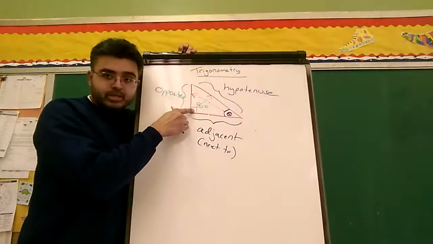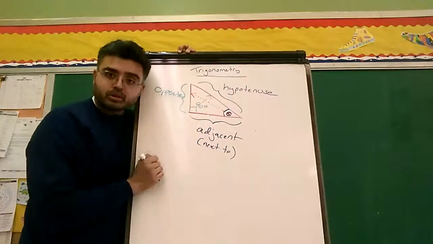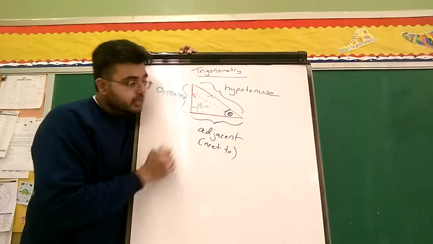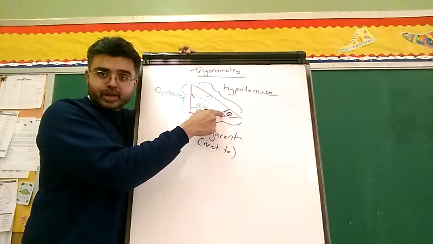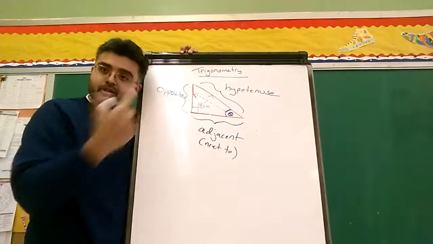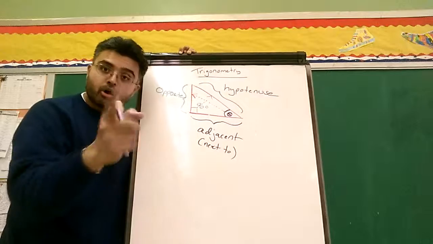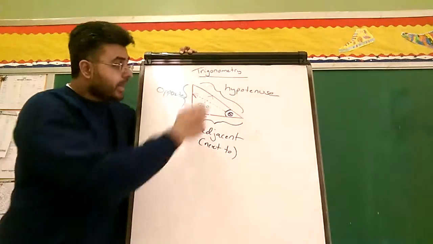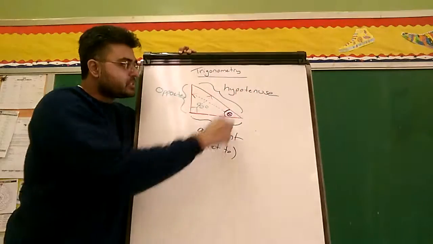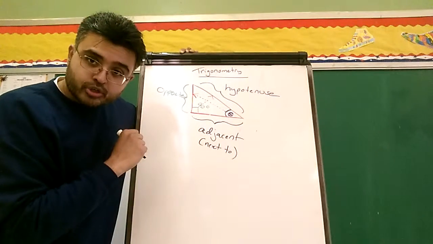Start from the 90 degrees, draw an arrow to the opposite side, and that side will always be called hypotenuse. Then you go with the smaller angle, the acute angle, draw an arrow, go to the opposite side, and that will be called opposite. And finally, the remaining side will always be called adjacent. And you need these three pieces of information and the angle here in order to solve trigonometry problems.